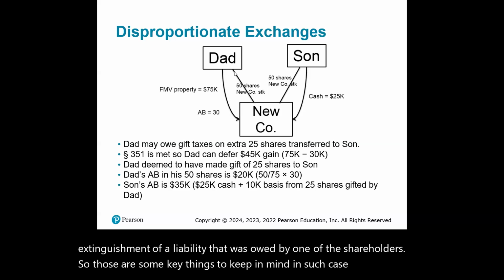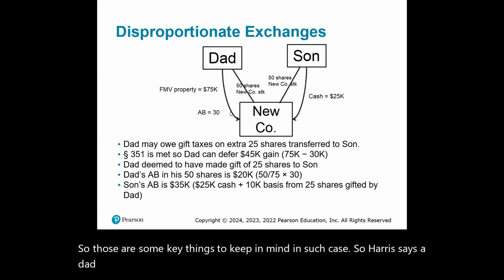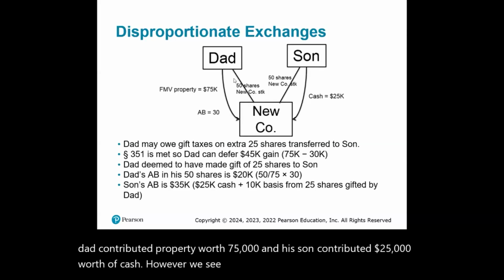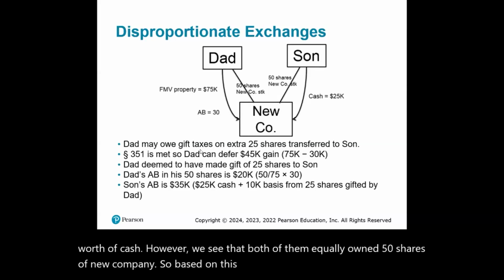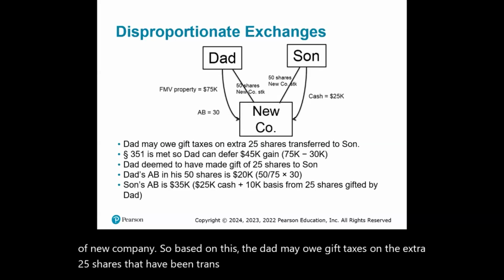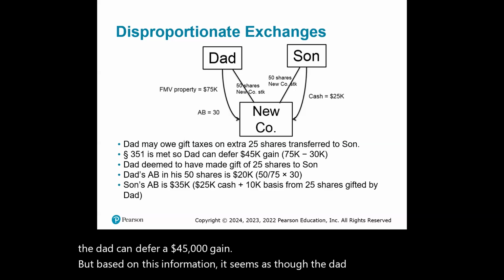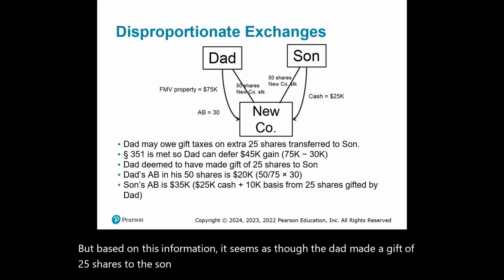So here it says a dad contributed property worth $75,000 and a son contributed $25,000 worth of cash. However, we see that both of them equally own 50 shares of the new company. So based on this, the dad may owe gift taxes on the extra 25 shares that have been transferred to the son. If section 351 is met, then the dad can defer a $45,000 gain. But based on this information, it seems as though the dad made a gift of 25 shares to the son because this is a disproportionate exchange.